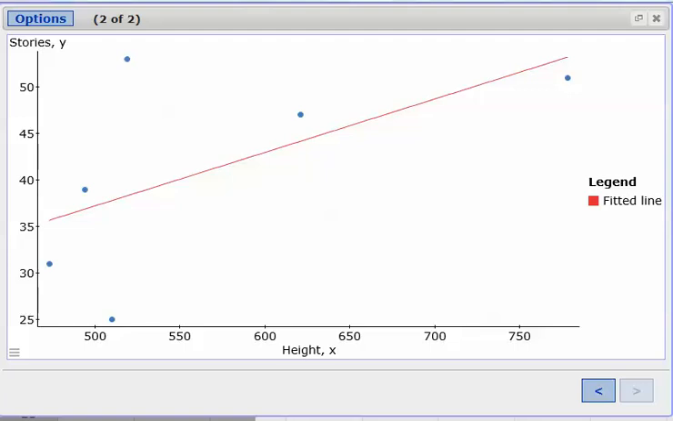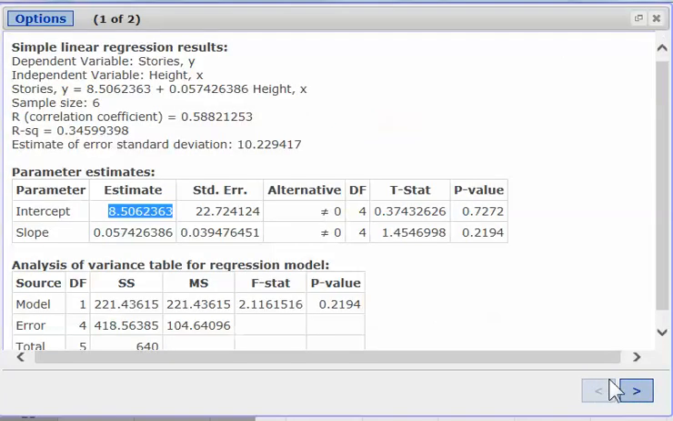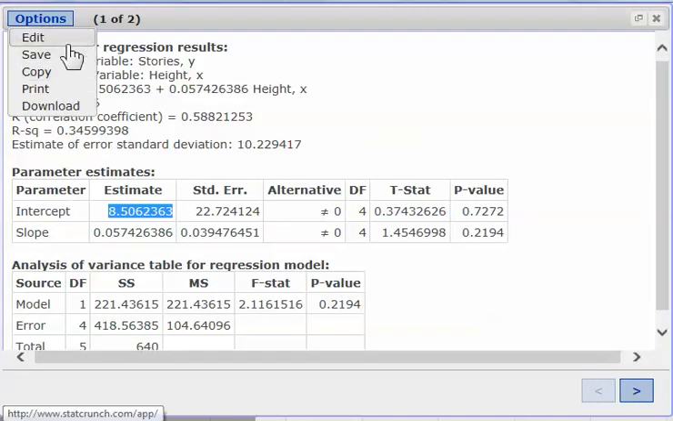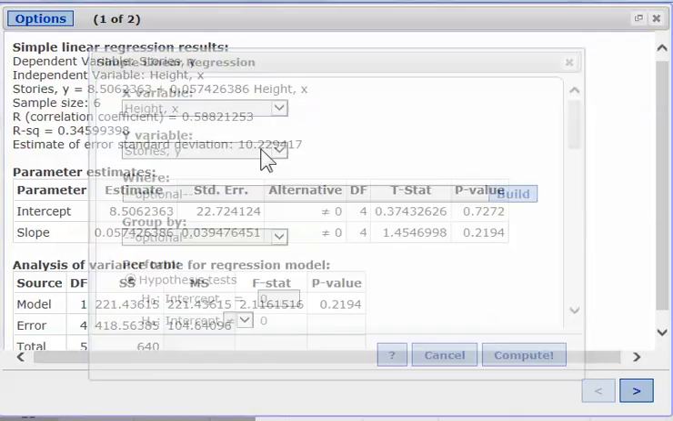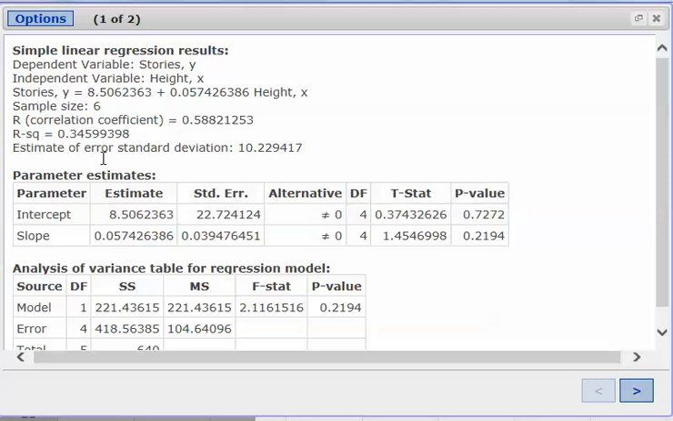Okay, this is worth you reviewing. First of all, I'll go through the whole thing. You chose StatCrunch, stats, regression, simple linear regression. You put in the height as the x variable, stories as the y variable, and then you hit compute. It gives you all these results. The correlation coefficient right there.